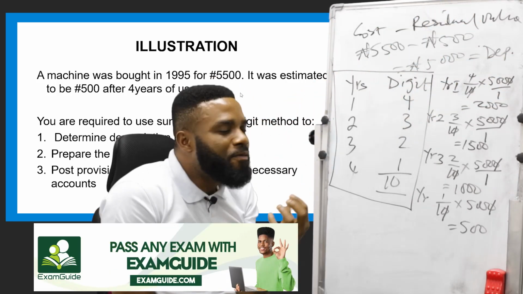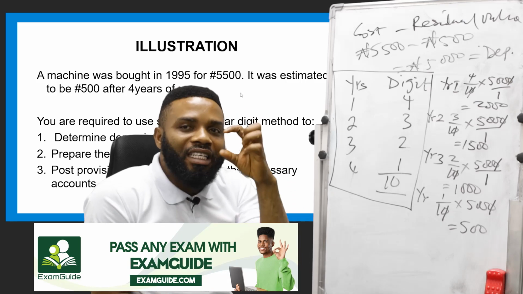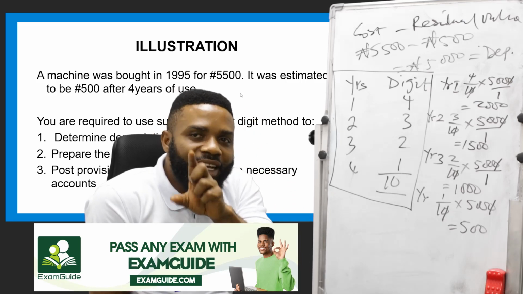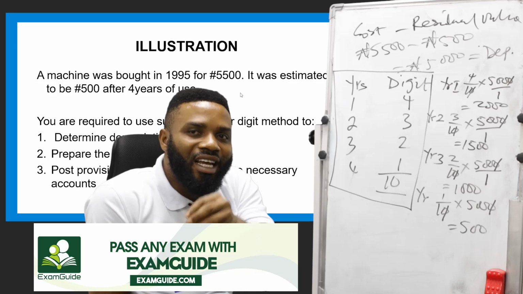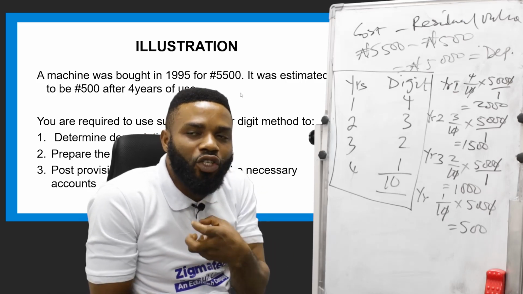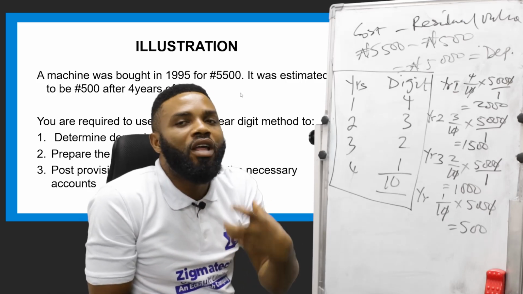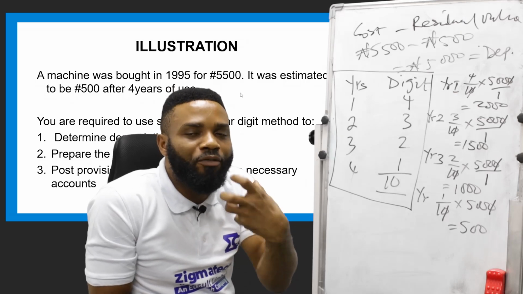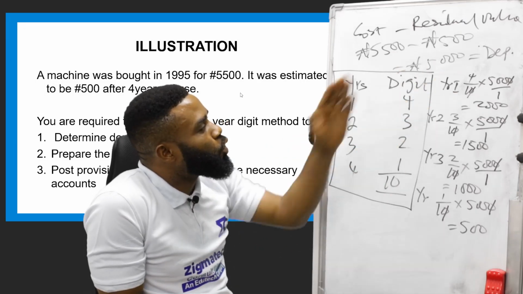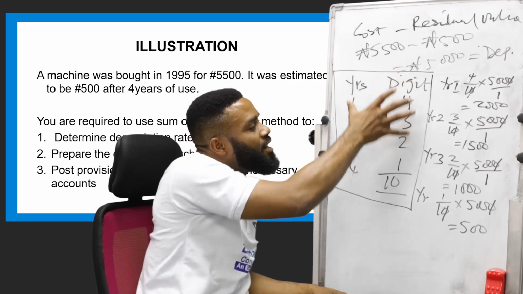But this one cannot give you a breakdown of the depreciation for each year. What the examiner is looking for in this question is the depreciation rate, the depreciation that is chargeable to each of the years of the useful life of the asset. And then for you to do that, you are going to present it in this form.